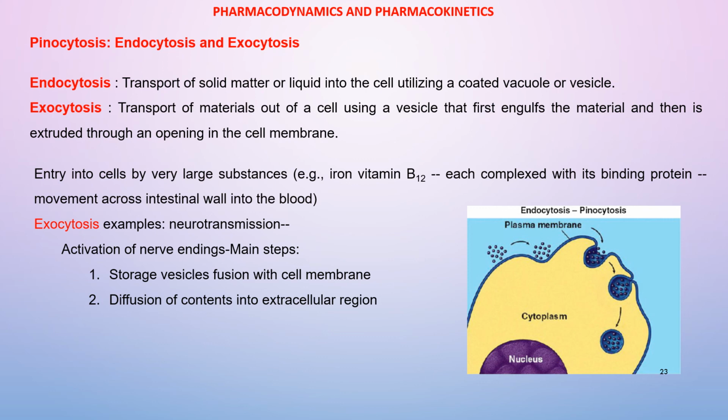Permeation of drugs by endocytosis and exocytosis. Entry of large substances and molecules like iron and vitamin B12 complexed with the binding protein enters the cells by the method of endocytosis, while neurotransmission occurs through exocytosis.